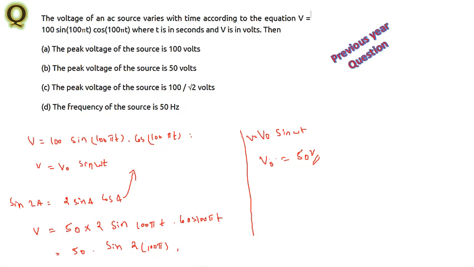V naught is nothing but the peak voltage. So 100 volt won't be there. This is 50 volt, that is the peak, this one will be there. This is not there. Next one is frequency.